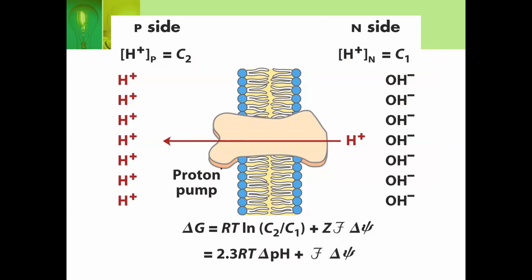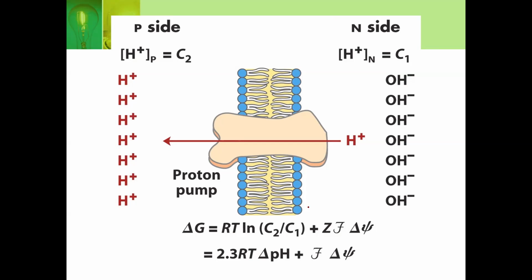So here is the thermodynamic calculation of this. You have C2 divided by C1. That's your proton concentration differential, the proton concentration in the matrix relative to the proton concentration in the intermembrane space, plus Z times Faraday's constant times delta C. These all account for the charge and pH differential.